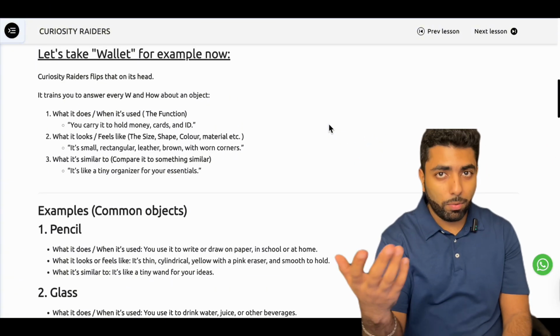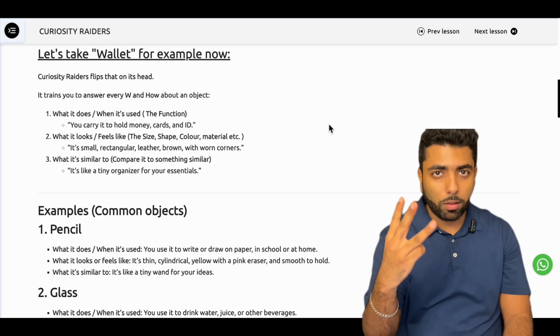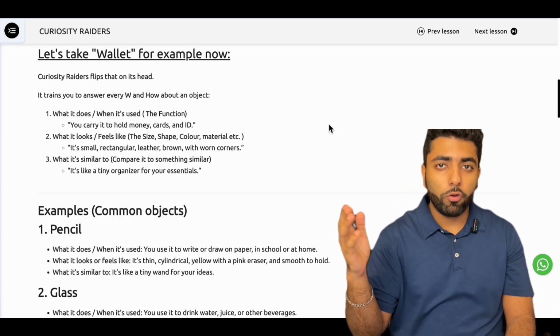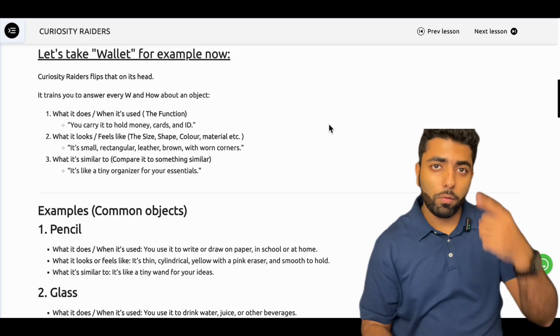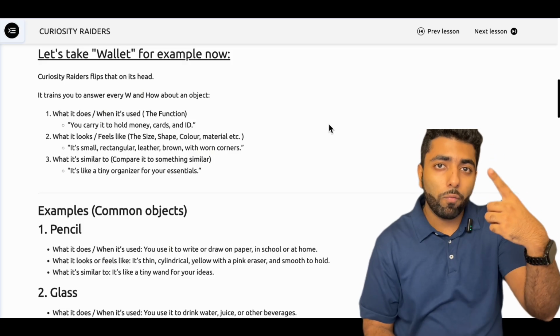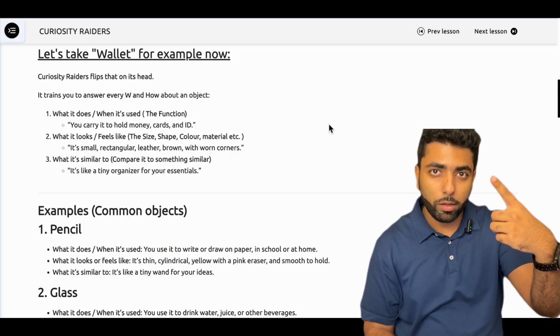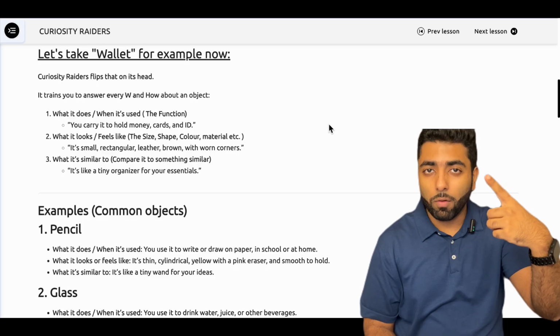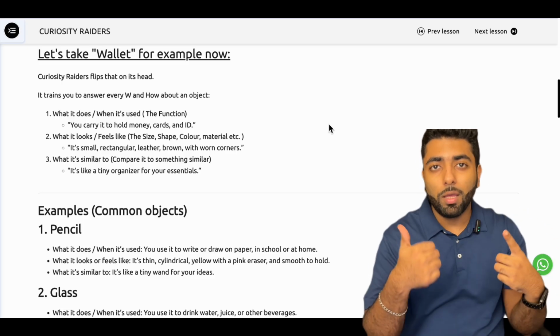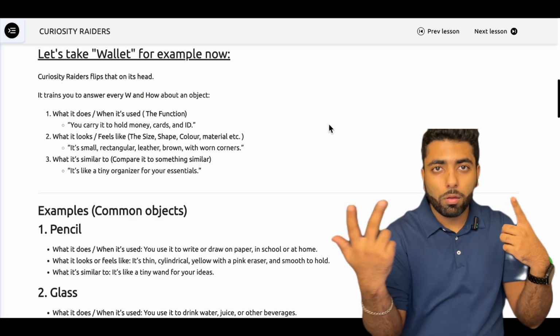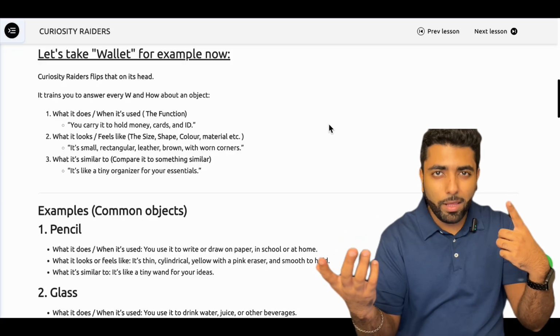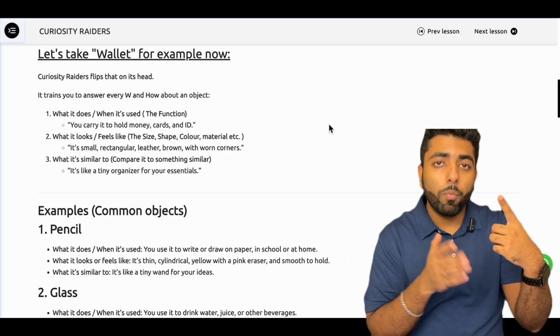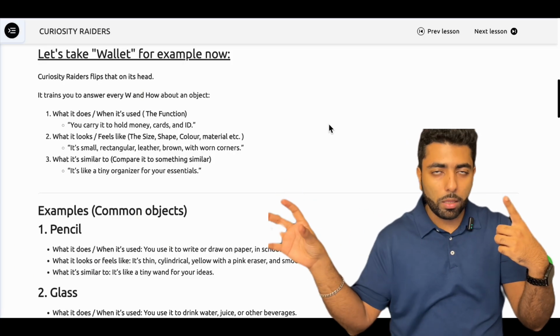Let's take another example. Wallet. We're going to do it in 3 steps, and these 3 steps are exactly what you're going to follow for your activity as well. First, what does it do, or how do you use it? A wallet is used to carry money, ID cards, metro cards, whatever. So basically you use the wallet to store these things.